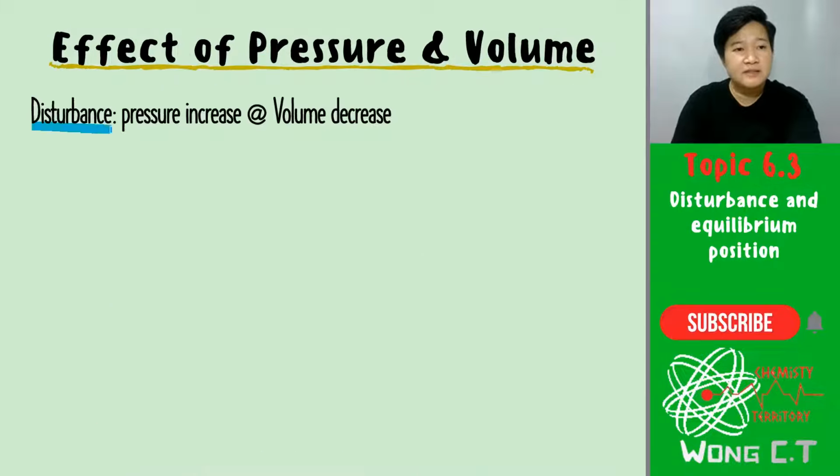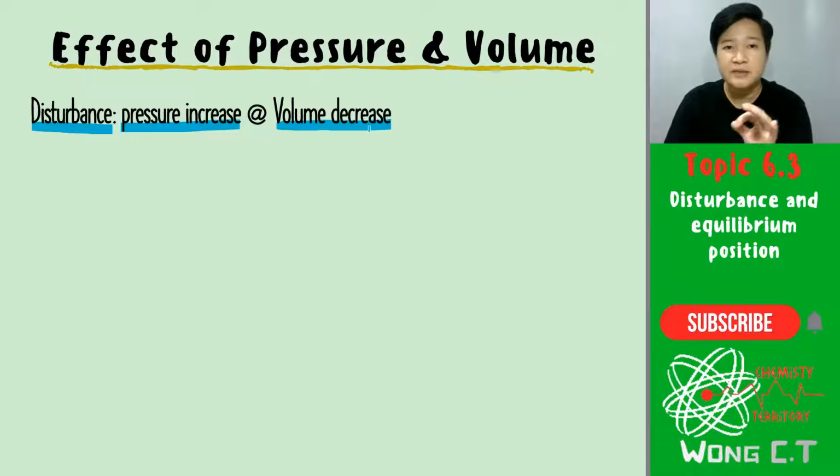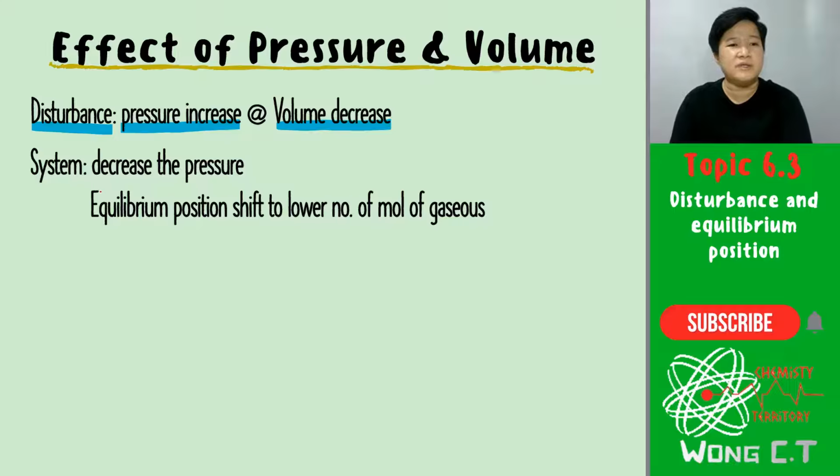So if the disturbance right now is pressure increase, bear in mind that pressure increase is also represented by volume decrease. They are inversely proportional. If the question says volume decrease, it actually means the pressure increases. Okay? So what do you think the system will do when the disturbance is increasing pressure? Bear that in mind, the system will always go against the disturbance. Remember that? So the system will definitely decrease the pressure.